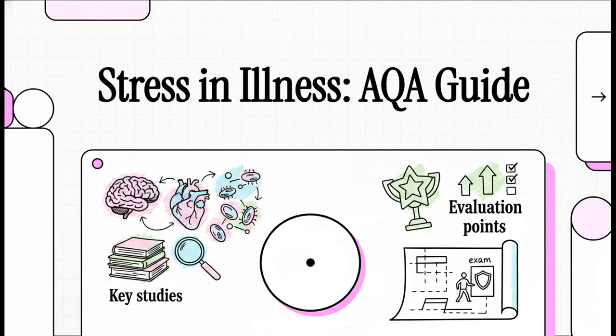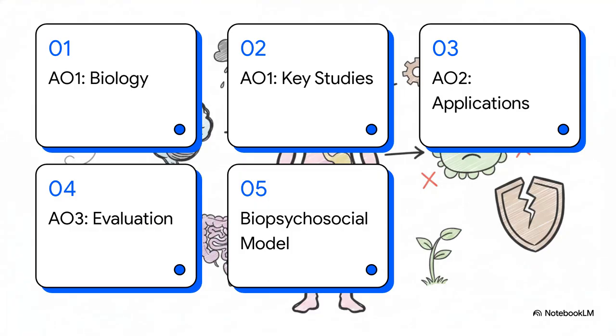Welcome to This Explainer. Okay, so if you're studying AQA A-level psychology, you already know that understanding the role of stress in illness is an absolutely massive topic. Today, we're going to unpack exactly how to tackle this, giving you the perfect blueprint for top marks. We're breaking down the biology, the key studies, and those crucial evaluation points so you can walk into your exam with total confidence. Here's our agenda, structured just like your ideal exam essay.